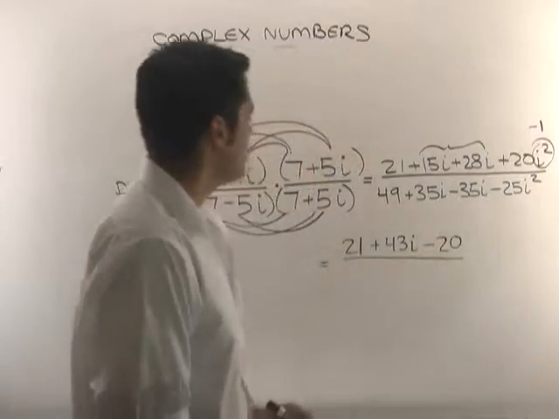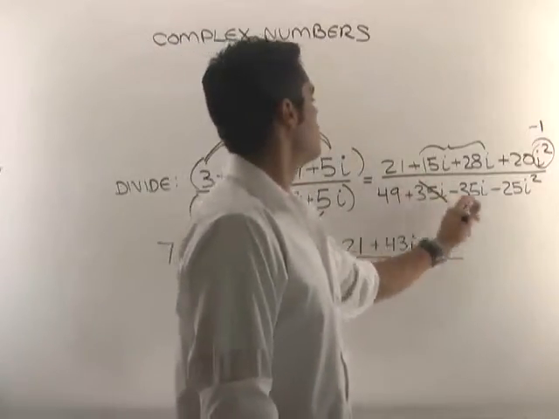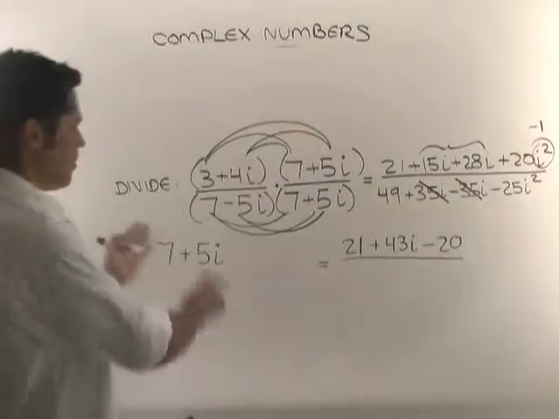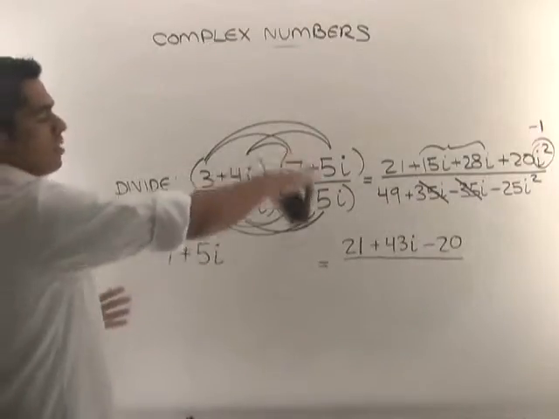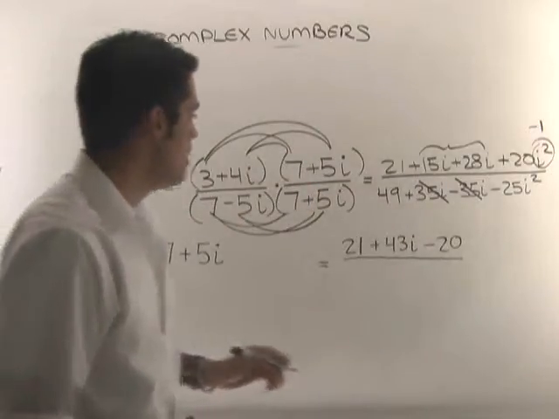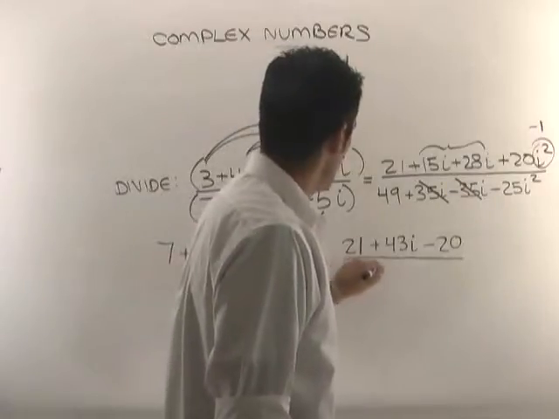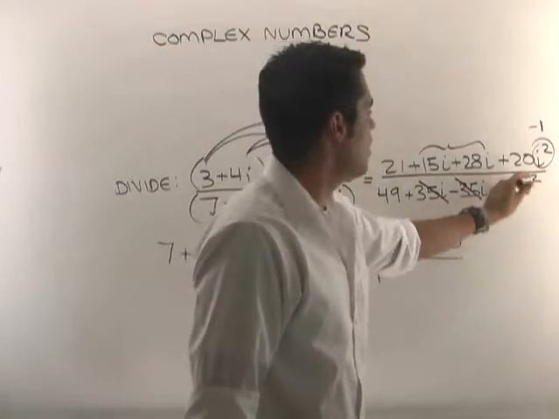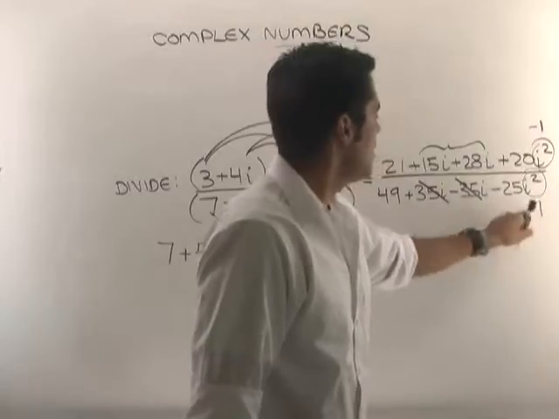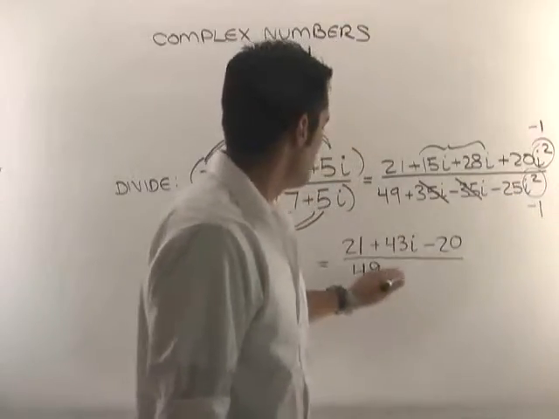On the bottom, something interesting should happen. Your i terms should cancel each other out. And that's kind of the power and the beauty of coming through with the complex conjugate on top and bottom. What we're left with is 49. Now we have minus 25i squared. Again, i squared is negative 1. That negative 1 will turn that into a positive 25.